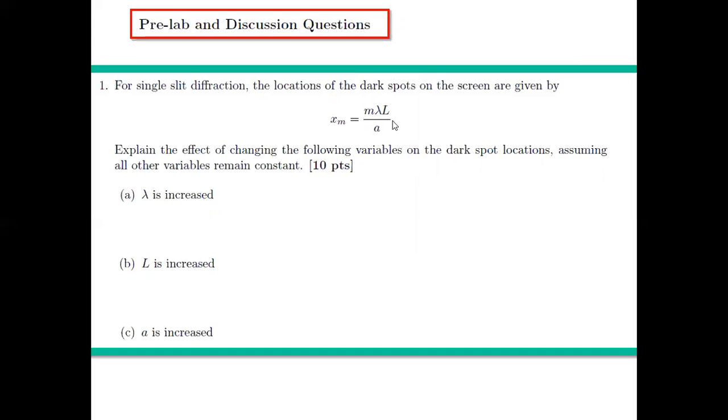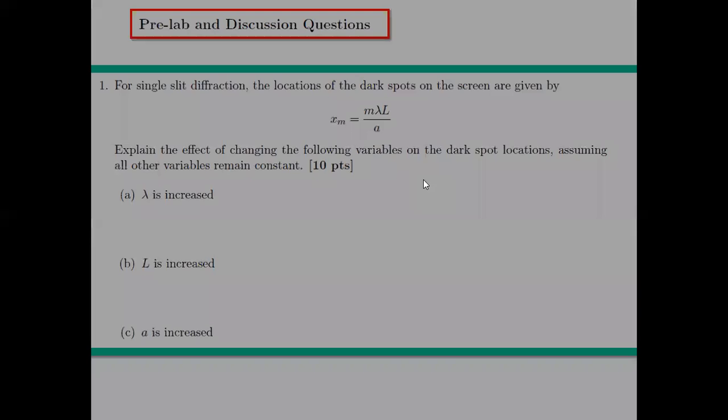Then L is increased. Again, L is in the numerator. So you're increasing the numerator. What happens to the value? Then A is increased. A is in the denominator. So if you increase the denominator, then what happens to the value? You have a larger number here, so this will go down, right? So you just analyze the equation to get an idea about the relationship.